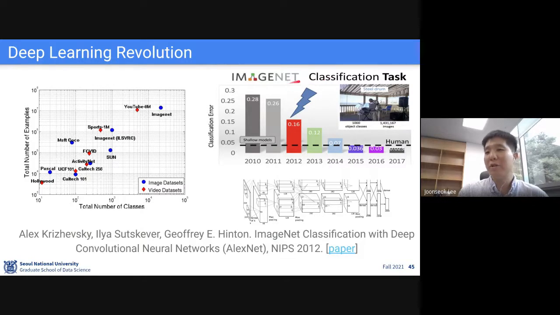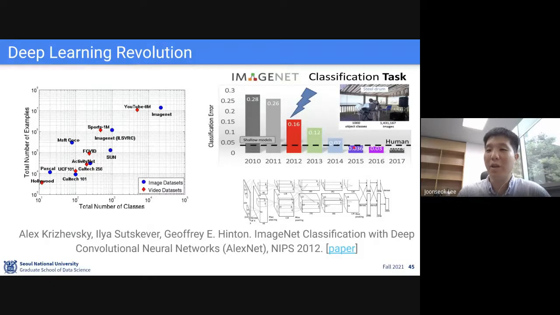The ImageNet classification task was started in 2010. The task was, given an image, your task is classifying it. So this is a steel drum. When you input this image to the machine, it needs to output this label, basically the image classification task. The error rate was about 28% or 26% until 2011. But in 2012, that dropped to about 10%. And after 3 years, that became even better than how humans do.